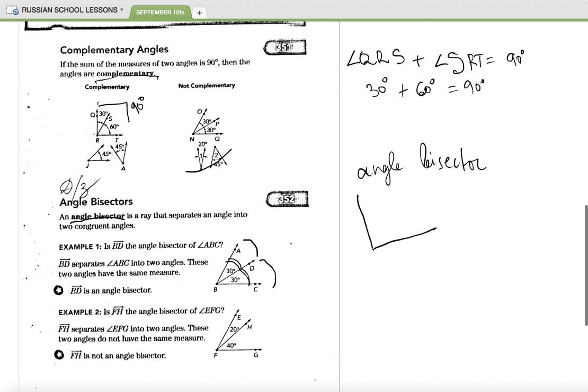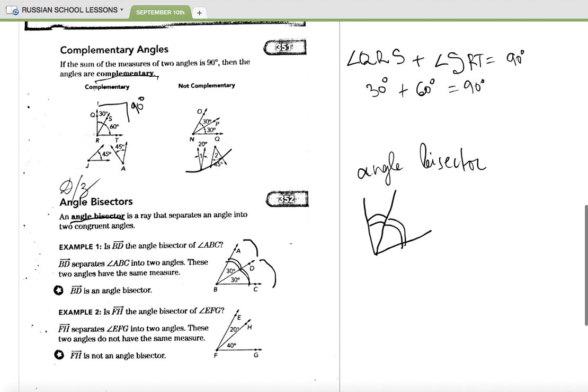And if we have an angle bisector, what I have to draw here, the angle bisector should basically divide this angle into two angles which have the same measure. Okay, and so BD is a bisector.